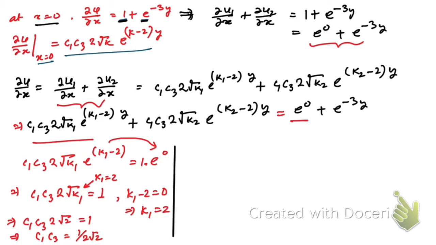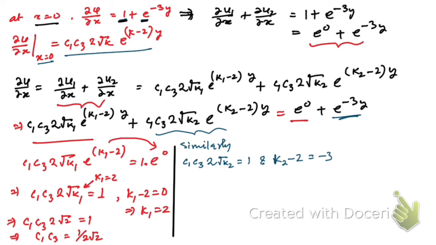So now you see, if you compare this term with this, then what are you gonna have? This part is gonna be equal to 1, right? We can consider this one as 1, right? So similarly we get c1 c3 into 2 root k2 is equal to 1, right? And what we're gonna have? k2 minus 2 is equal to minus 3. That's what we're gonna have. This power is gonna be equal to this one, right?